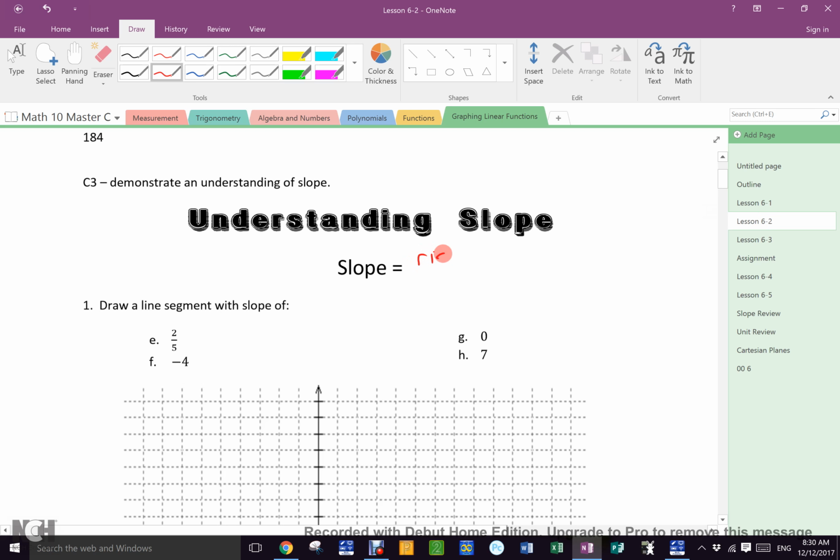Excellent. It's rise divided by run, which means you go up or down and left or right from any point on the graph. How do you know if you are going up? It's positive. How do you know if you're going down? How do you know if you're going left? How do you know if you're going right? Excellent.